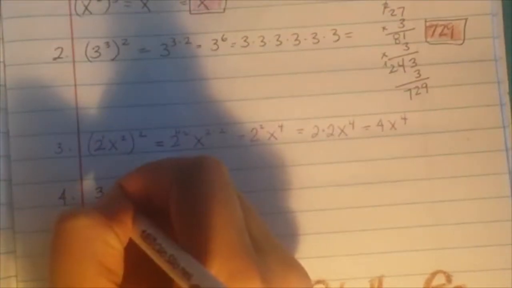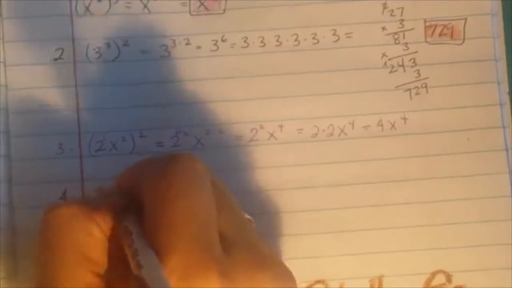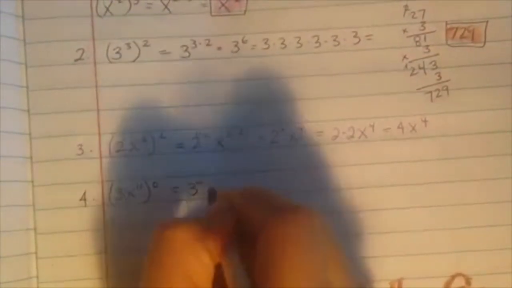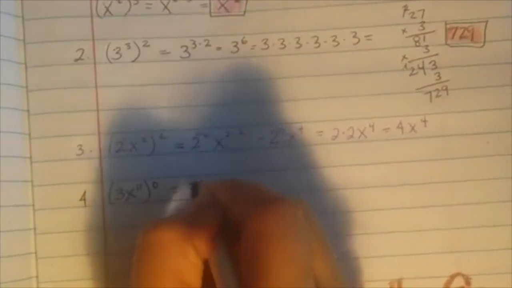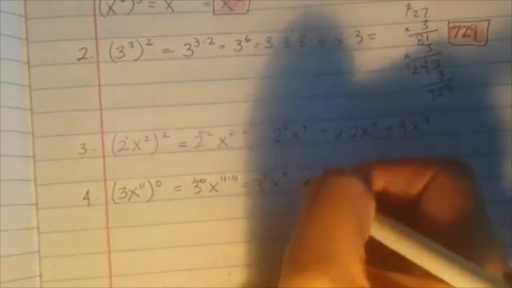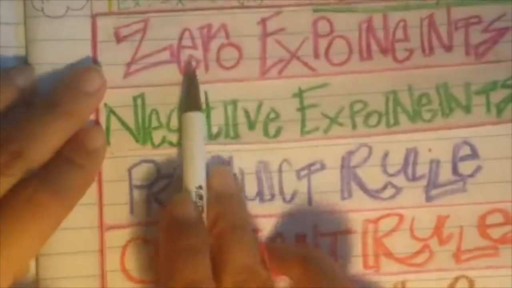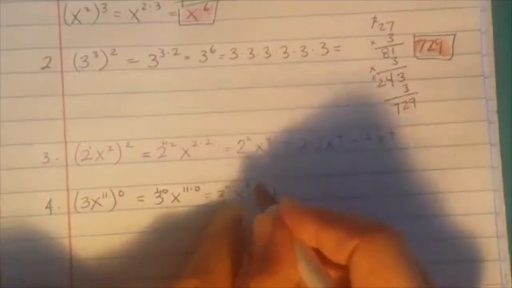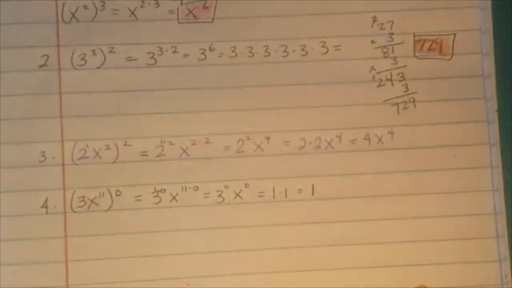So say you had 3 to the 11th power raised to 0. Okay, again, put it into the house because it's all individual. It's going to be 3 to the 0 power and then x 11 times 0. So that gives me 3 to the 0 and the x to the 0. Oh, look at that, something raised to the 0 power. What happens when you raise an exponent to a 0 power? It's always equal to 1. So 3 to the 0 is 1, x to the 0 is also 1, so 1 times 1 is 1.